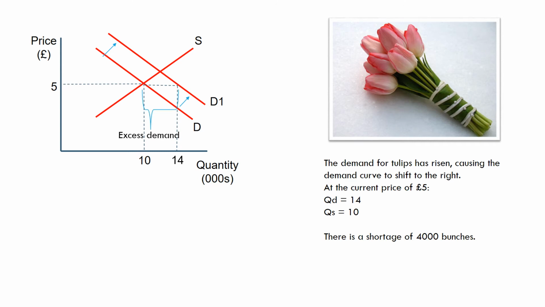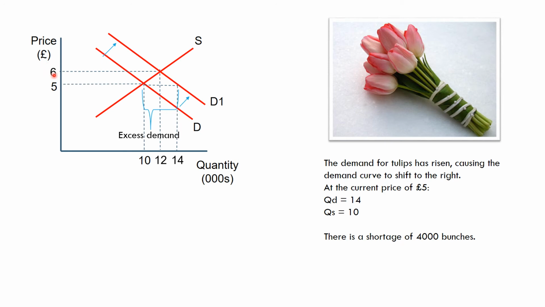At £5, there is a shortage of 4,000 bunches. People want to buy 14,000, but there's only 10,000. In this situation, again, we'd expect market forces to raise the price. We'd expect the price here to change. And if there's excess demand, we'd expect the price to rise, and we would expect it to do so until, again, demand and supply are in equilibrium.